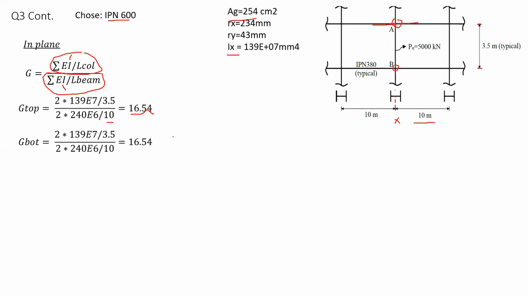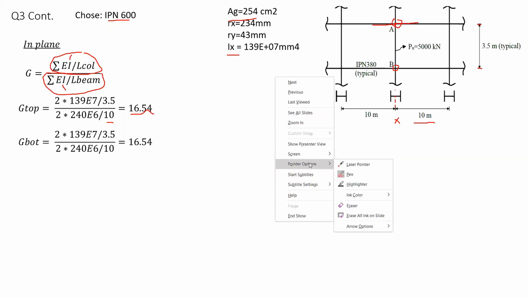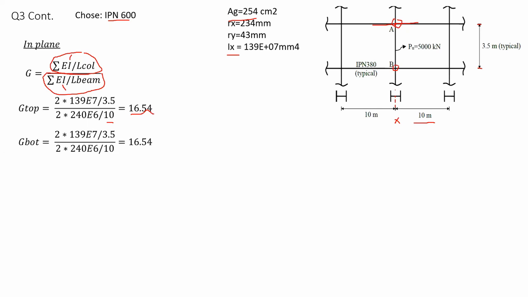Let's check for G bottom. For G bottom, I'm going to consider point B. If you take a look at point B, again I have column AB connected to it, and the column below it, which is the same IPN 600. So that's why I have 2 multiplied by the moment of inertia again, divided by the length of a column, and the same as we did before on the beams.